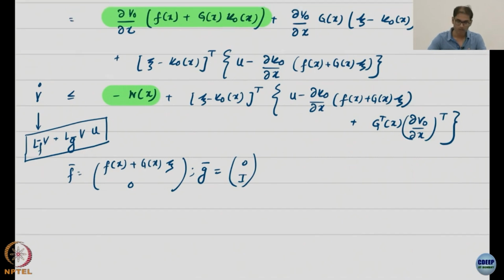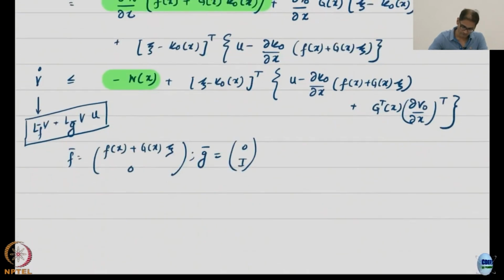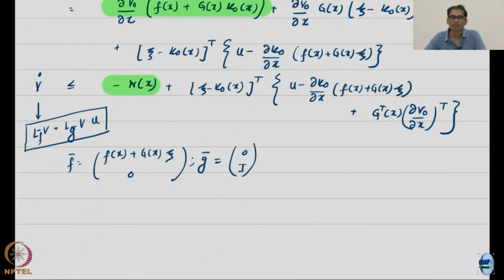This is the drift vector field here, basically terms multiplying the control and terms not multiplying the control, as simple as that. So f bar is this and g bar is this. Control only in the second state, so identity here, and drift only in the first state, so 0 here. That is why I said this is LF bar V plus LG bar V U. So what do I need now? If you look at this expression, what do I need to claim that this V is a CLF?